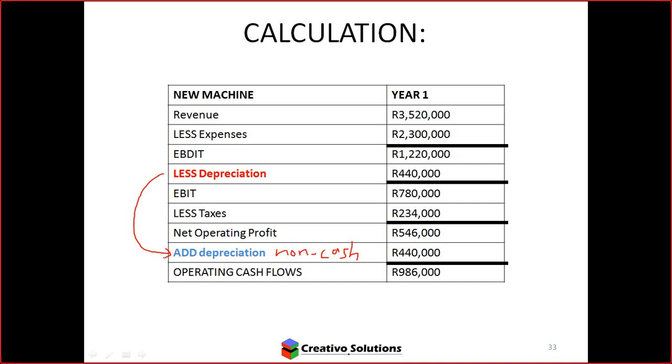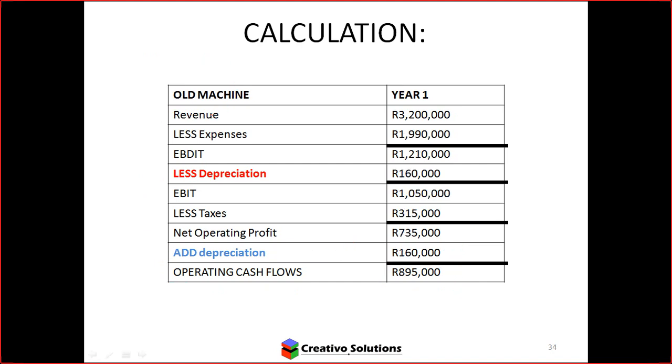So always remember, just add back the depreciation after you've taken it off. Non-cash items need to be added back. And then the last line gives you the operating cash flow. So this amount minus that amount gives you that answer. And that's OCF. So now if I had to draw a timeline, I'm going to have 960,000 every single year for the next 5 years for the new machine.